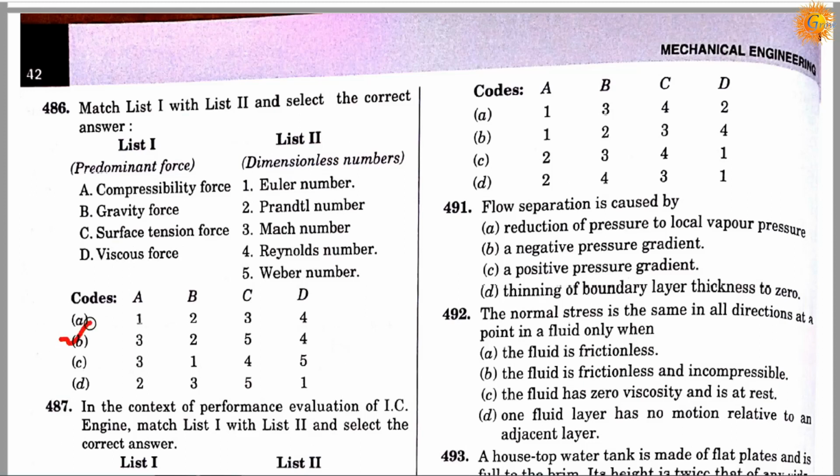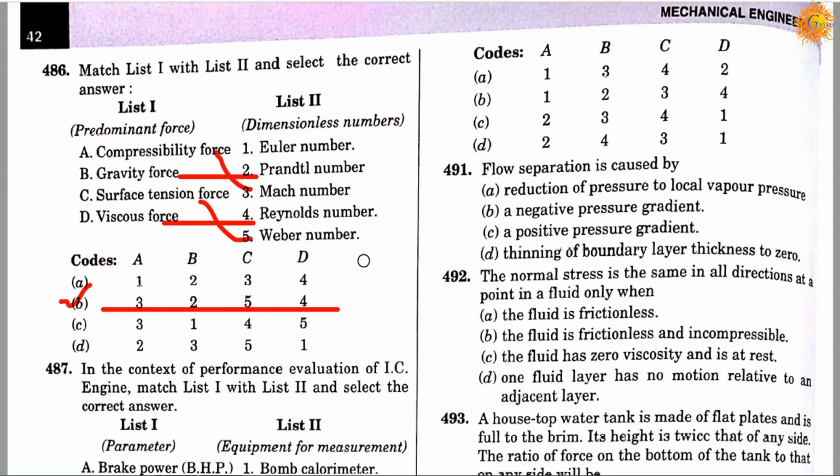And according to B, it means the compressibility force belongs to the Mach number, and gravity force belongs to Prandtl number, and surface tension force belongs to Weber number, and viscous force means D belongs to the Reynolds number.